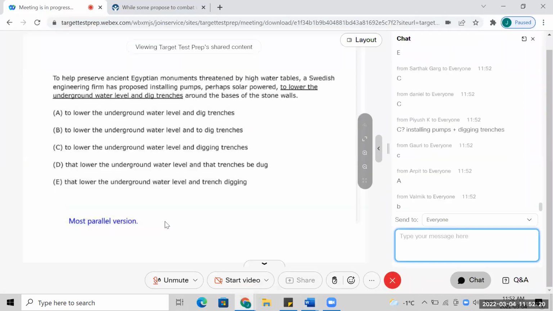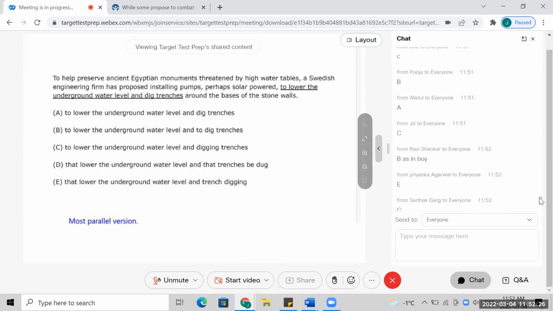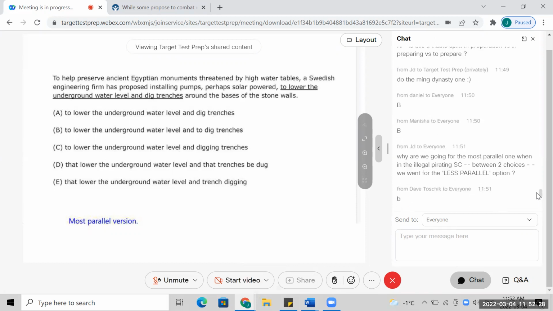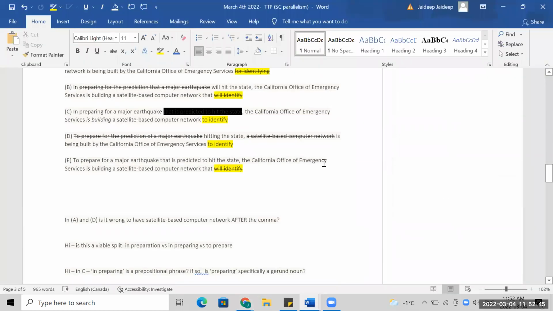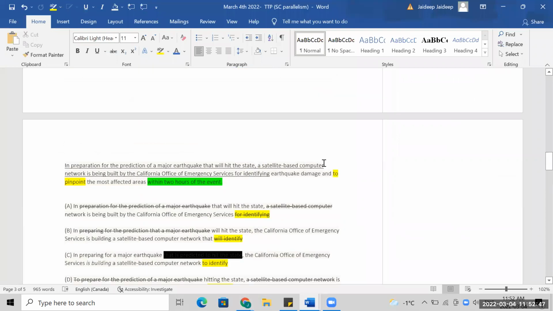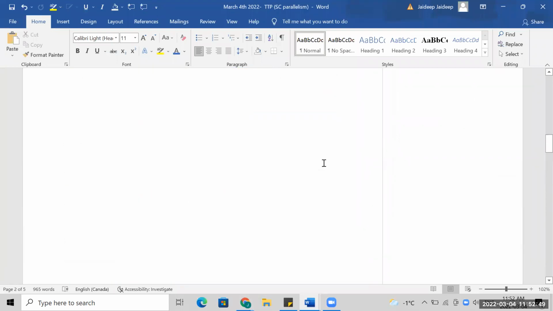Got a few minutes left, so let's go on this one. Someone just asked, why are we going for the most parallel version? In that question about propose this and suggest, there was one where we went for the less parallel version, because if there's a blatant error, we don't go for the most parallel version that has the blatant error. But if we get rid of all the blatant errors, then we go for the most parallel version.